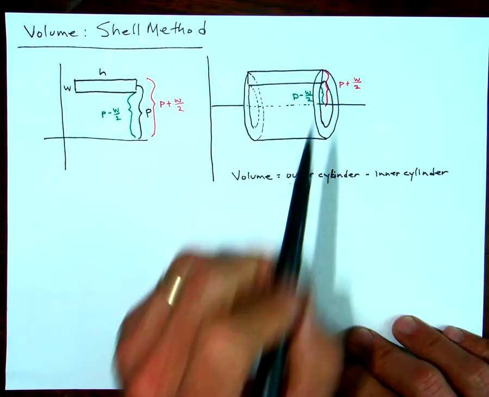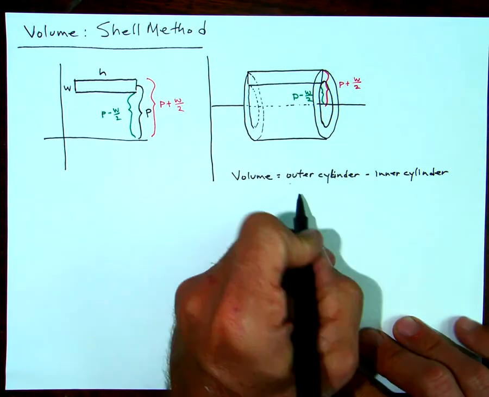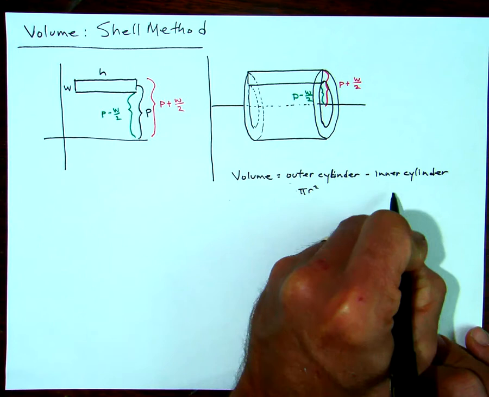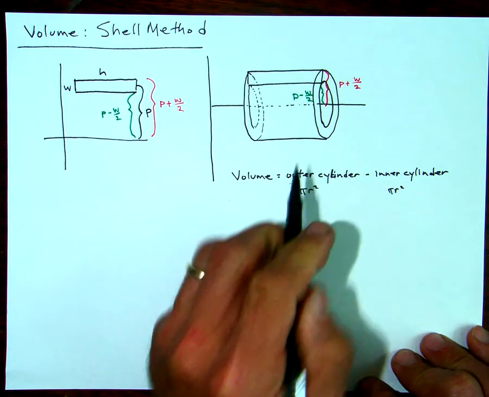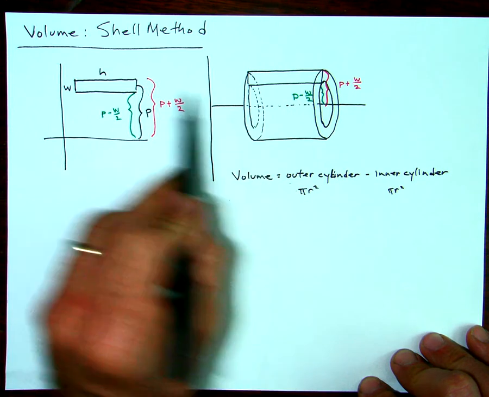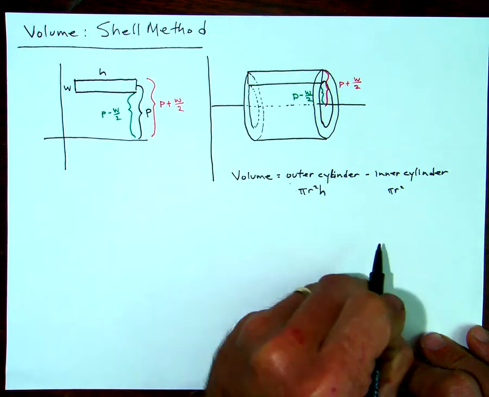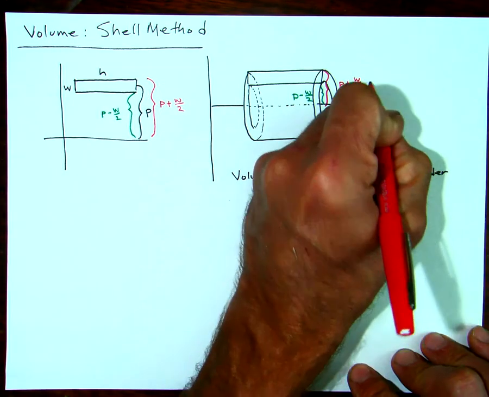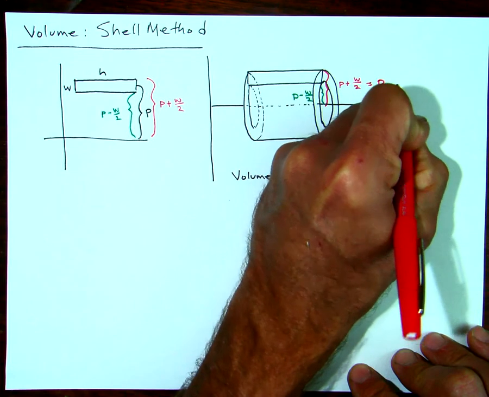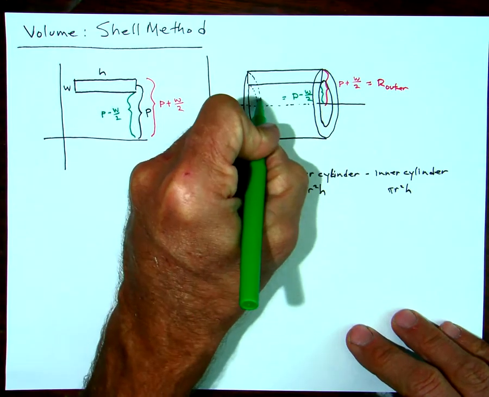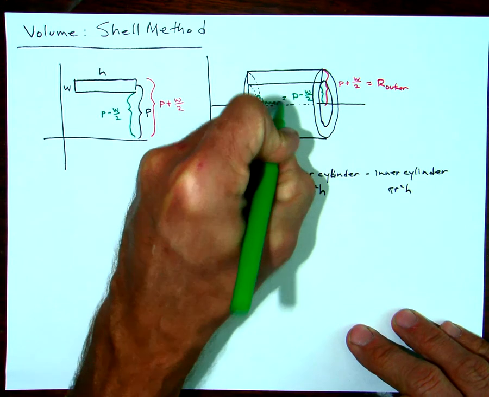We know that the area of the face is going to be pi r squared in both cases, and then we multiply by the height of our cylinder, which is h. So it's going to be pi r squared h here and pi r squared h here. The difference is that we have a different radius. This one equals the outer radius, and this one equals the inner radius. So the r's are different.